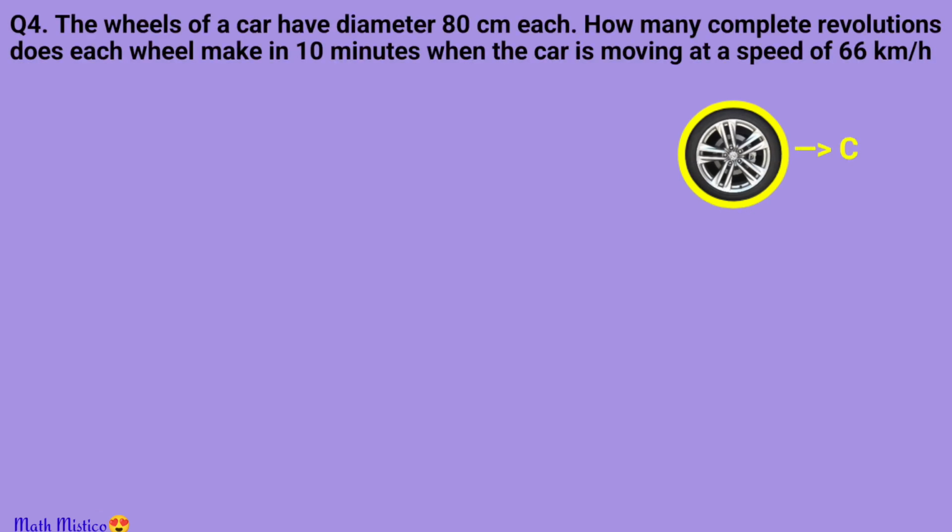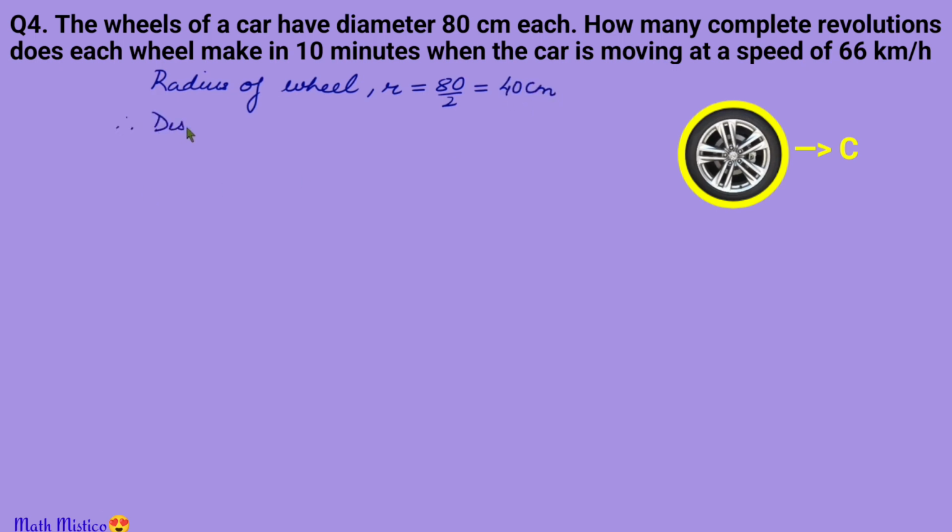You all are familiar with a situation where a wheel of a car is moving. How much distance does a wheel cover in one revolution? Yes, it covers a distance equal to its circumference. So in the next question, you can find out the distance covered in one revolution by the wheel whose diameter is given, and then you have to find out the total number of revolutions made by the wheel in 10 minutes. Radius of the wheel will be 80 upon 2, that is 40 centimeter.